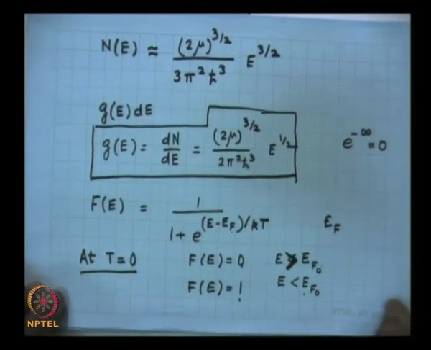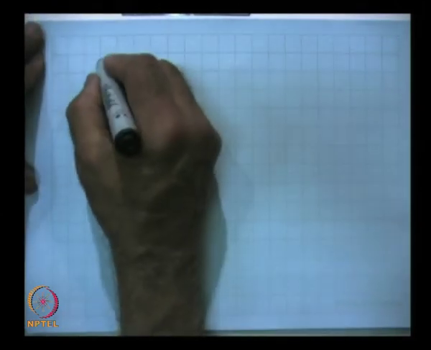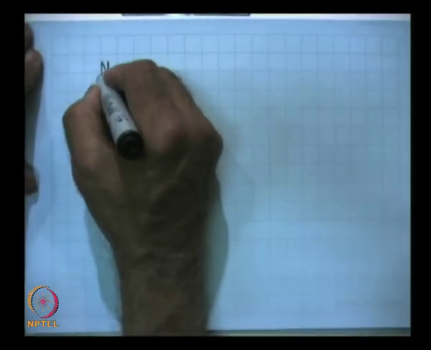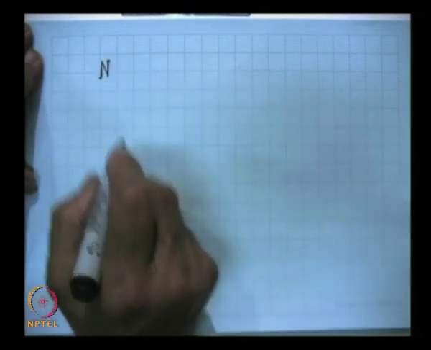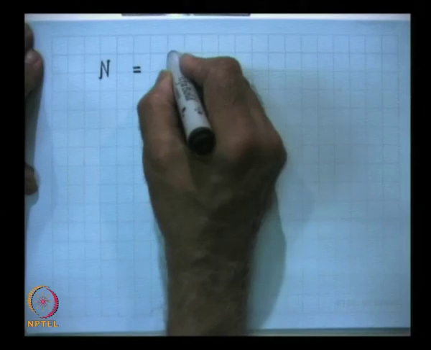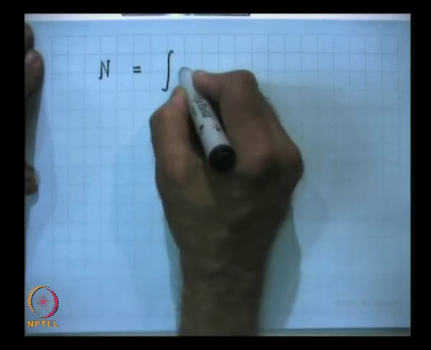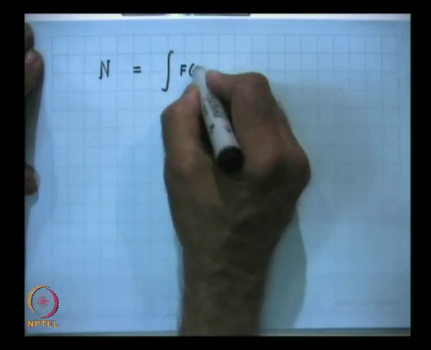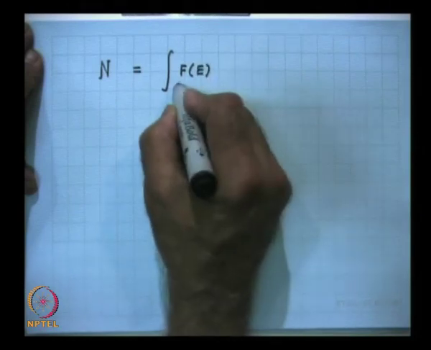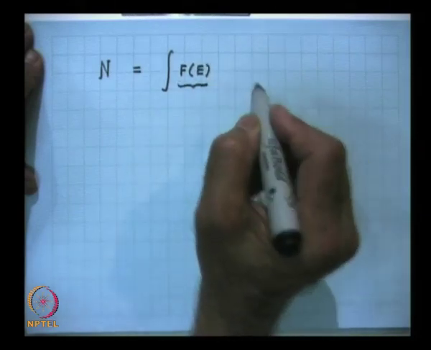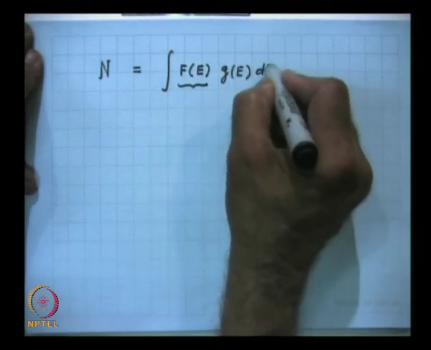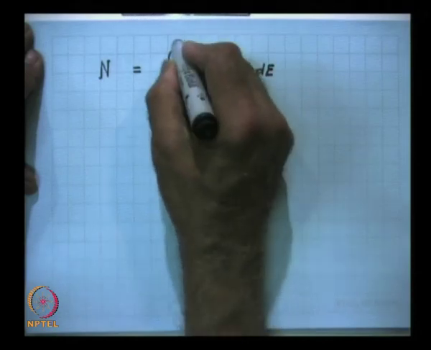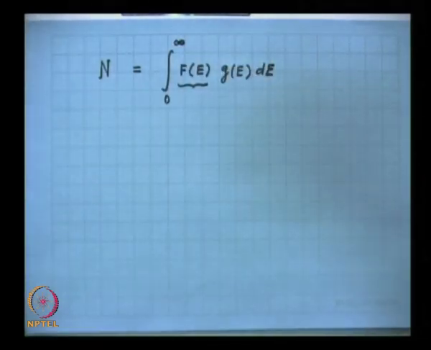So, let me calculate the total number of electrons inside a metal. Unfortunately, we are using the same symbol N, which is the total number of electrons inside a metal. So, this will be equal to the density of states multiplied by the probability of occupation of the state. So, this is the probability of occupation of the state multiplied by G of E dE, from 0 to infinity. This is a rigorously correct expression.